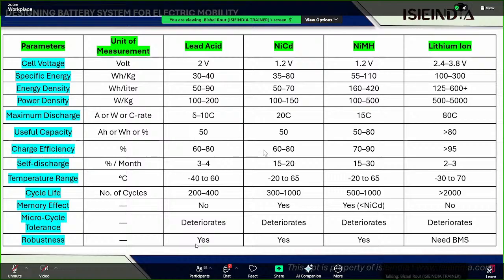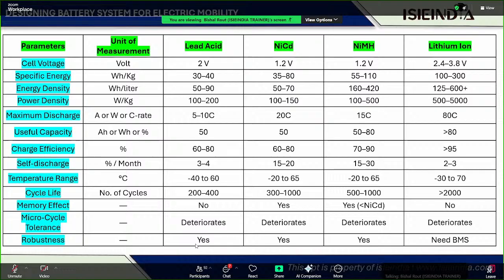Yeah, you are able to perform any test on the cells, basically. So if I'm talking about the maximum C rate, it is written as 5 to 10C for lead acid, 20C for nickel cadmium, 15C for NiMH, and for a battery pack like lithium ion it is called ATC. ATC tells you the maximum discharge, it is not a charging C rate, because the charging C rate is much lower. If I'm talking about discharging C rate, it can go up to 80C.